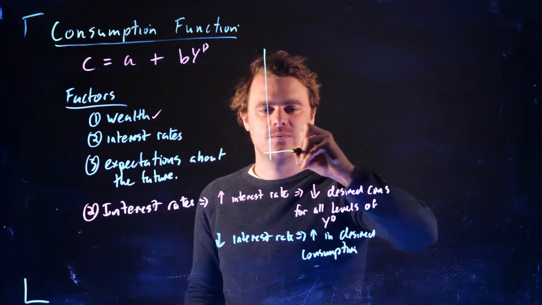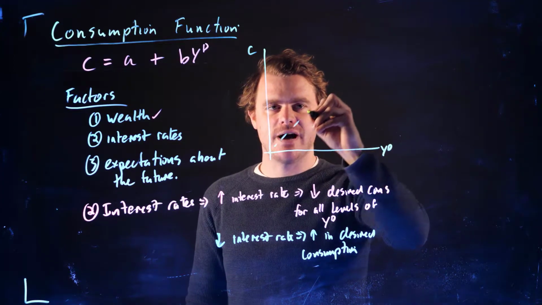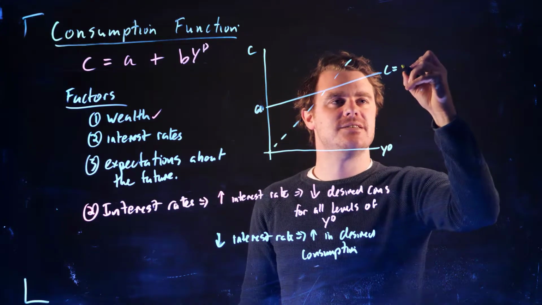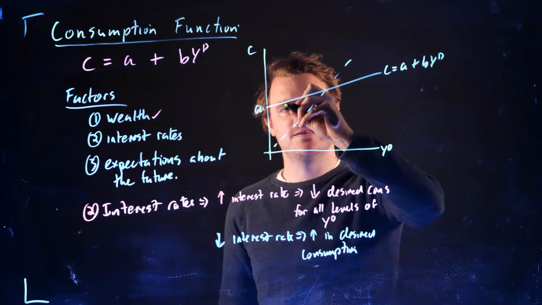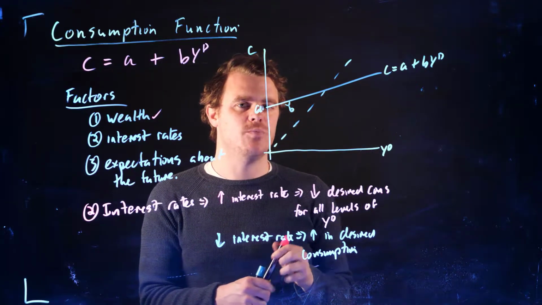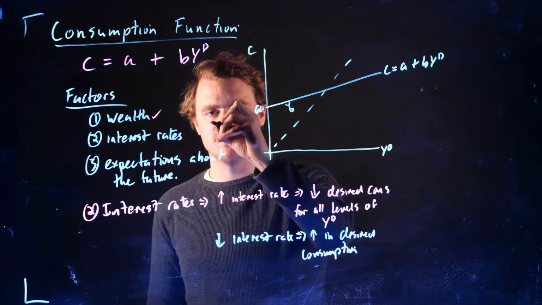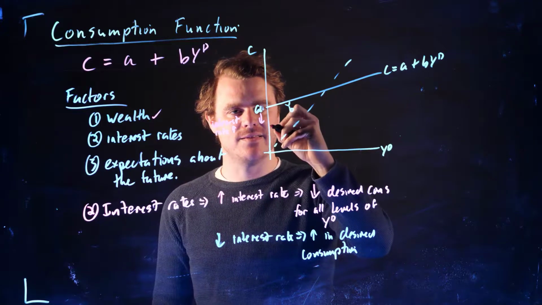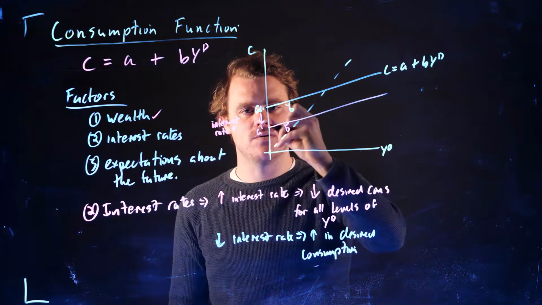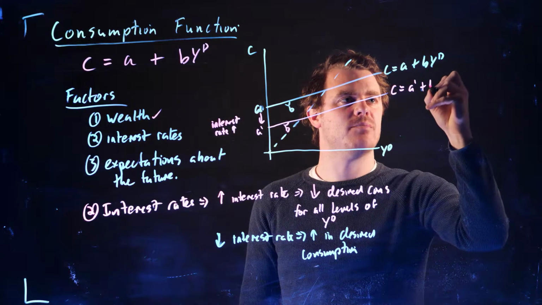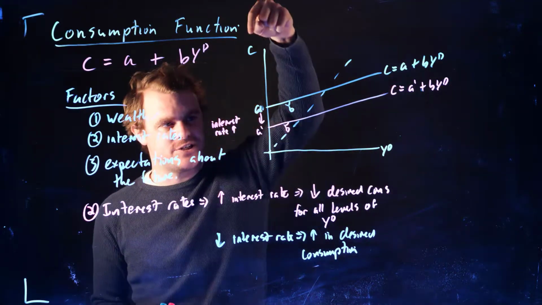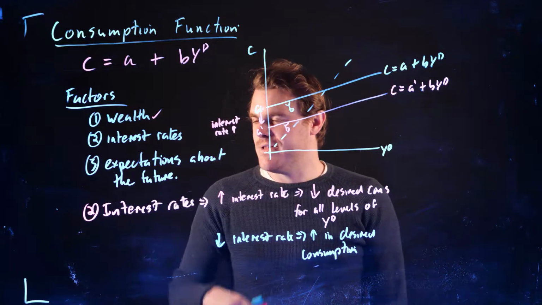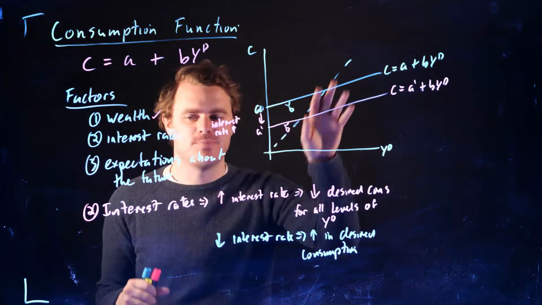So again, if we have our consumption function here and our 45-degree line, this is A, and C equals A plus B times YD, and the slope is B. Right now we're not going to assume it changes the slope of the consumption function. So for instance, if the interest rate increases, this A is going to shift down, but we're going to keep the slope the same for now. A prime plus B YD. So an increase in the interest rate is going to shift this consumption function down and reduce desired consumption for all levels of YD. And finally, we can talk about expectations about the future. Just give me a second to erase this board and we can quickly talk about that.